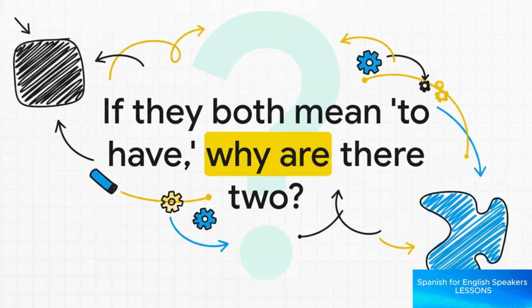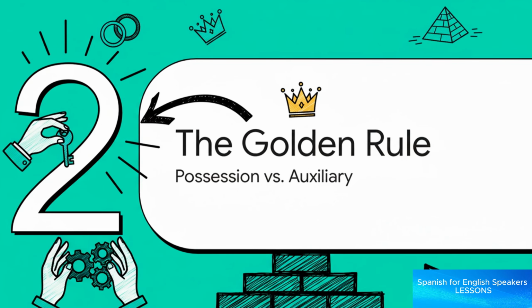If they both kind of translate to have, then why on earth are there two of them? It can feel totally random and arbitrary, but I promise you, there is a logic to it. A really cool one, actually. Okay, so let's start with the simplest, most fundamental distinction. If you only remember one thing from this whole explainer, please make it this. This is the golden rule, the foundation that everything else is built on.